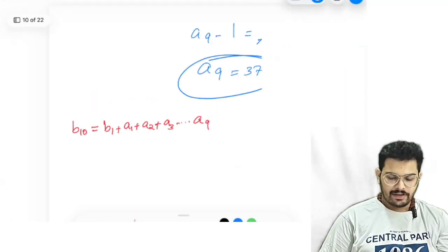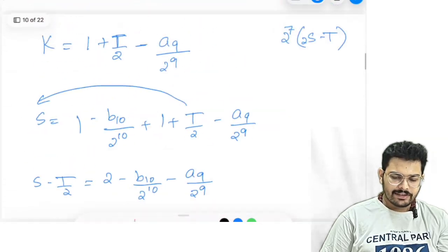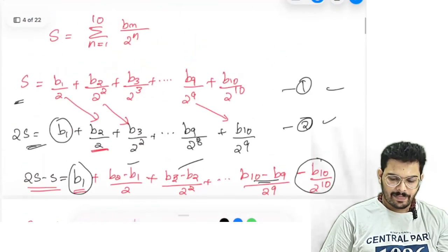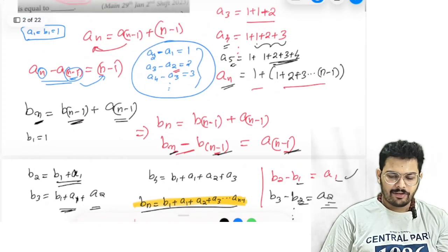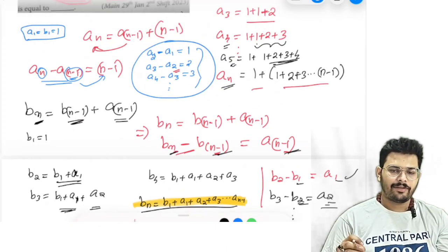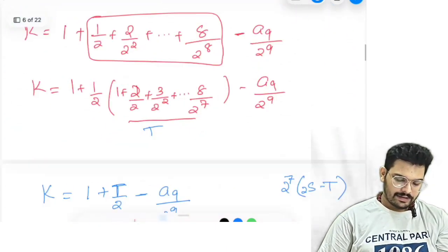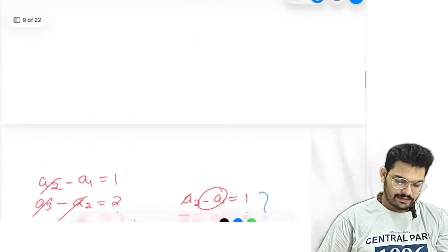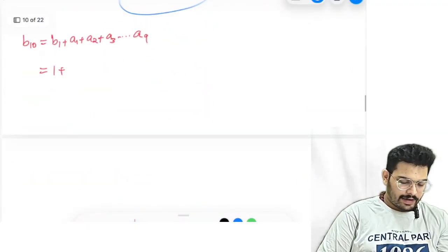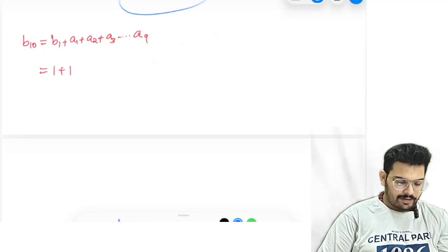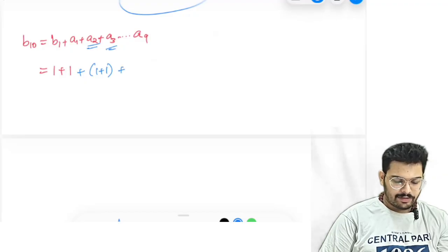a9. Here, what is the general term of an? We have already found an as 1 plus the sum of natural numbers till before n. That means, for calculation of bn, b1 is 1 and a1 is 1, a2 will be equal to 1 plus 1, and a3 will be equal to 1 plus 1 plus 2.